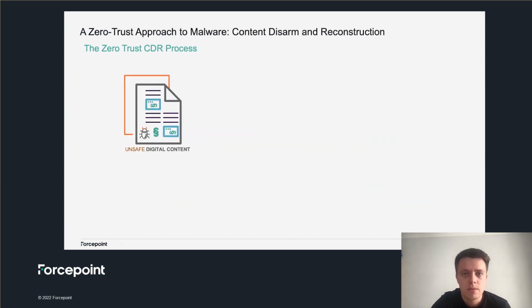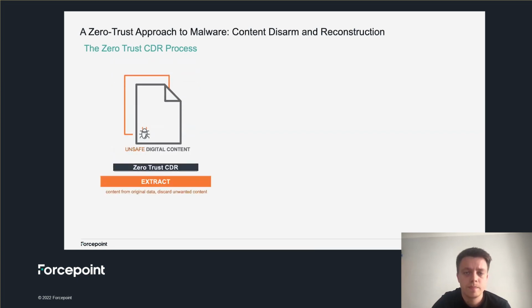As we dig a little deeper into the approach, we can see that Zero Trust CDR is made up of three key stages. There is the first stage, where all business information is extracted out of the original file. Any extra unwanted information is automatically discarded from the file. This business information is represented as an internal Forcepoint file format.